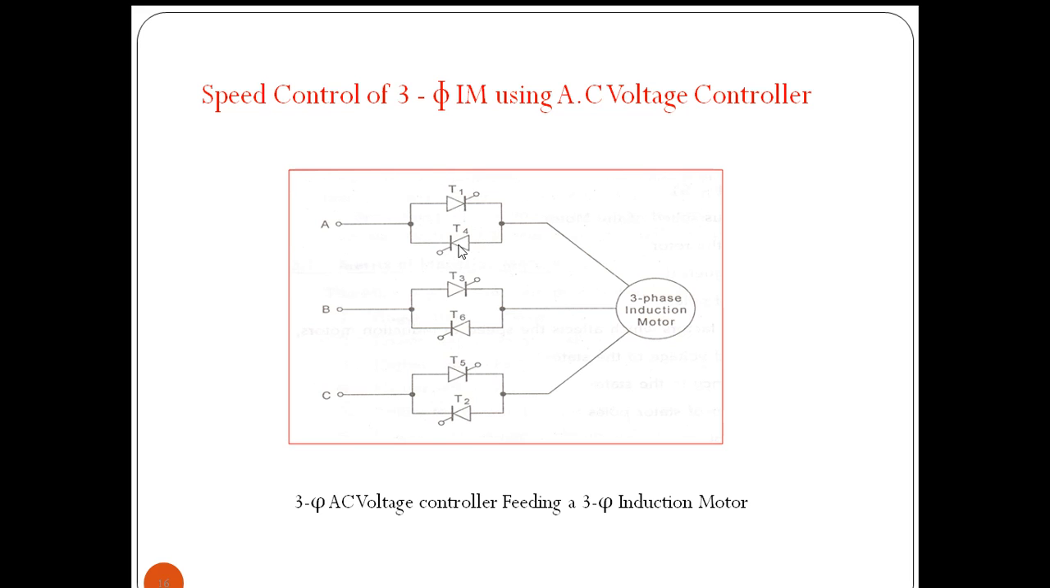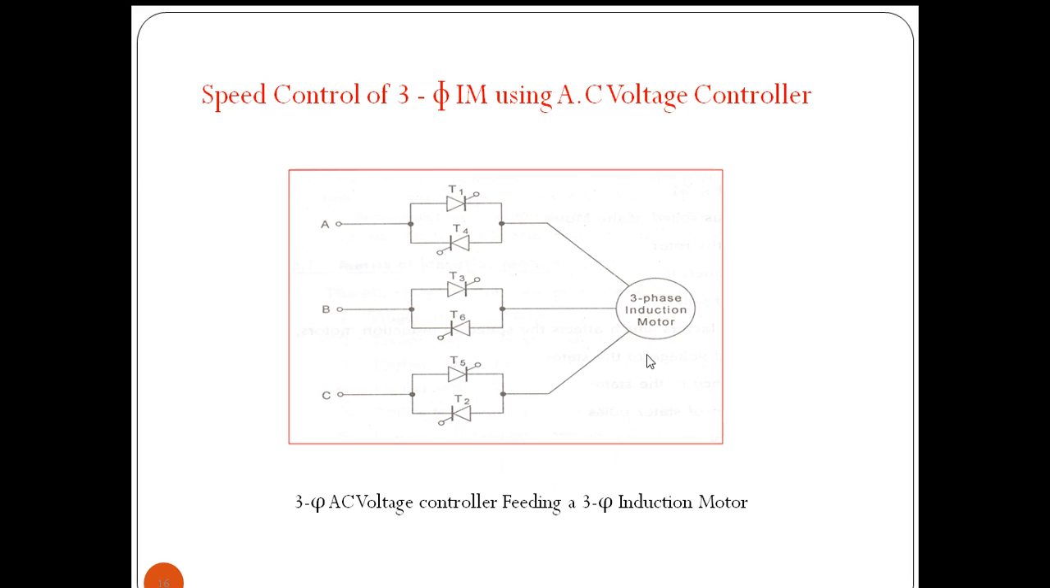The thyristors 1, 3, 5 are forming the positive group of thyristors, and thyristors 4, 6, 2 are forming the negative group of thyristors. At a time when we are switching, we are taking care that one thyristor will be operating from positive group and other thyristor will be operating from negative group, and this will be connected to the induction motor.